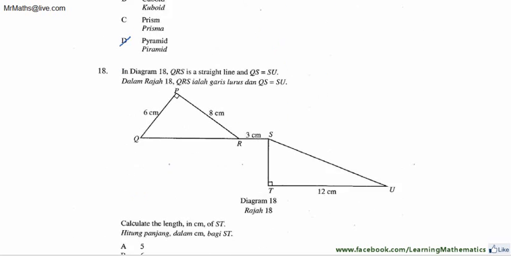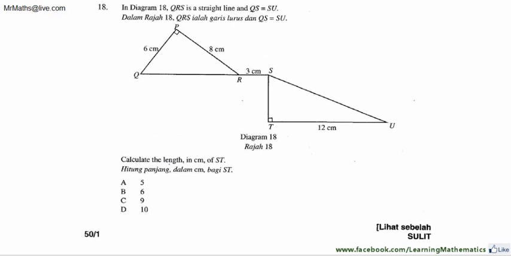Let's move on to number 18. In diagram 18, QRS is a straight line. QS is equal to SU, the same as SU. Where is SU? Okay, SU is the hypotenuse line. Calculate the length in cm of ST. So ST is the length that we need to find.